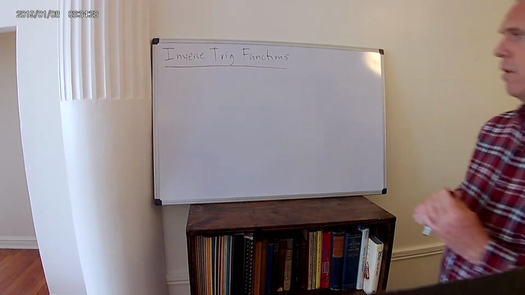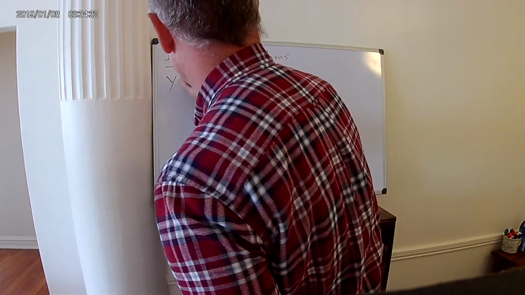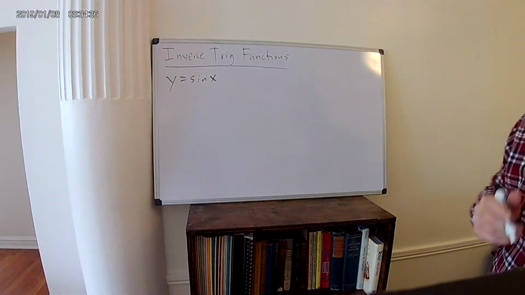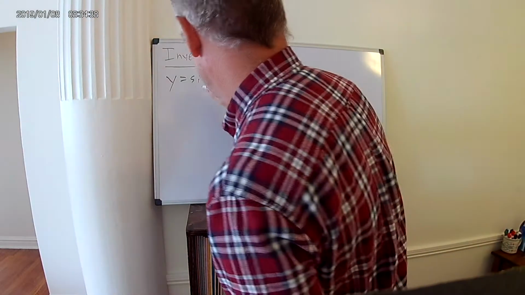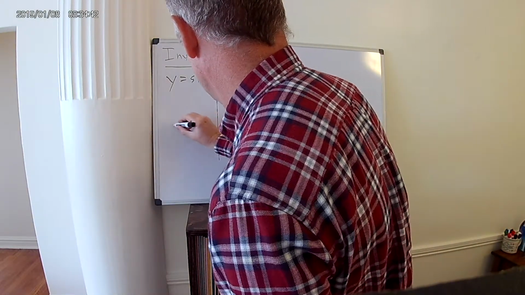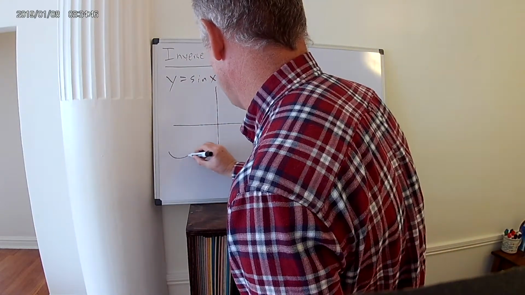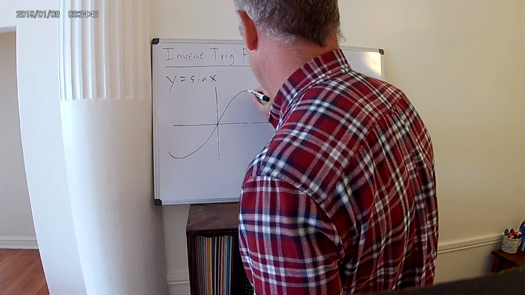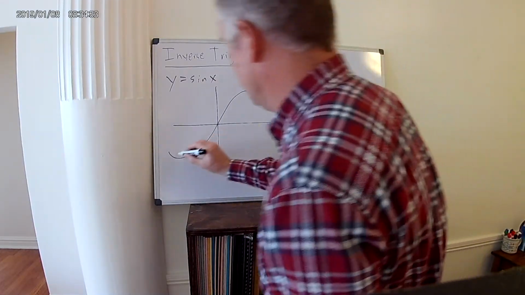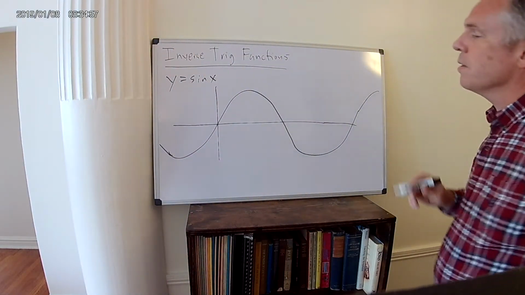Okay, inverse trig functions. Let's start with the function y equals sine of x. This is our regular sine of x function, and what I'm going to do is create a graph of it. Start like that, go like this. Sine of x comes down, goes through 0, goes back up, comes down again, and so on. It oscillates like that.